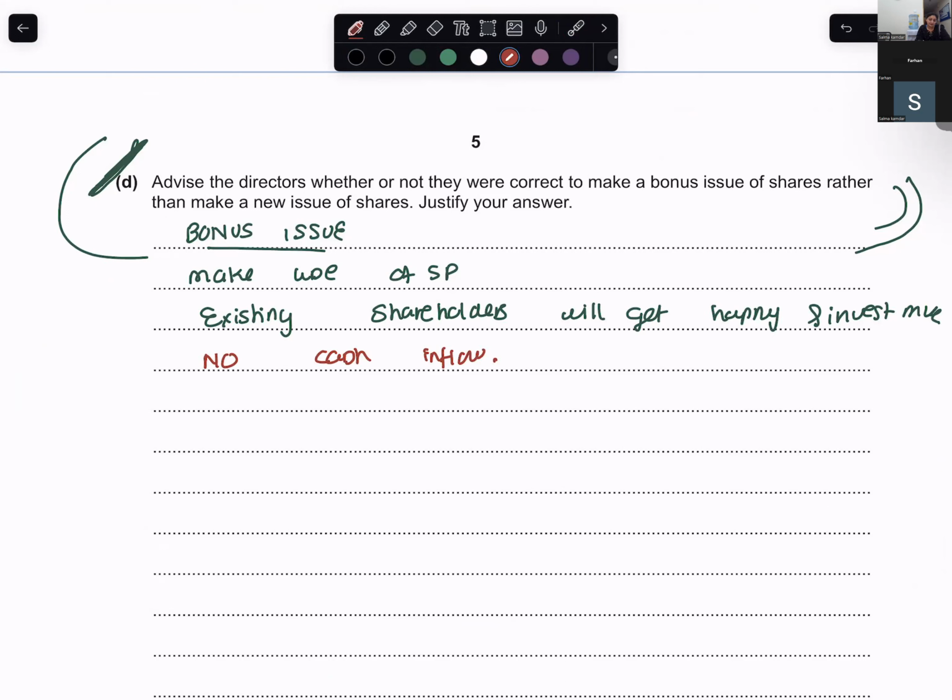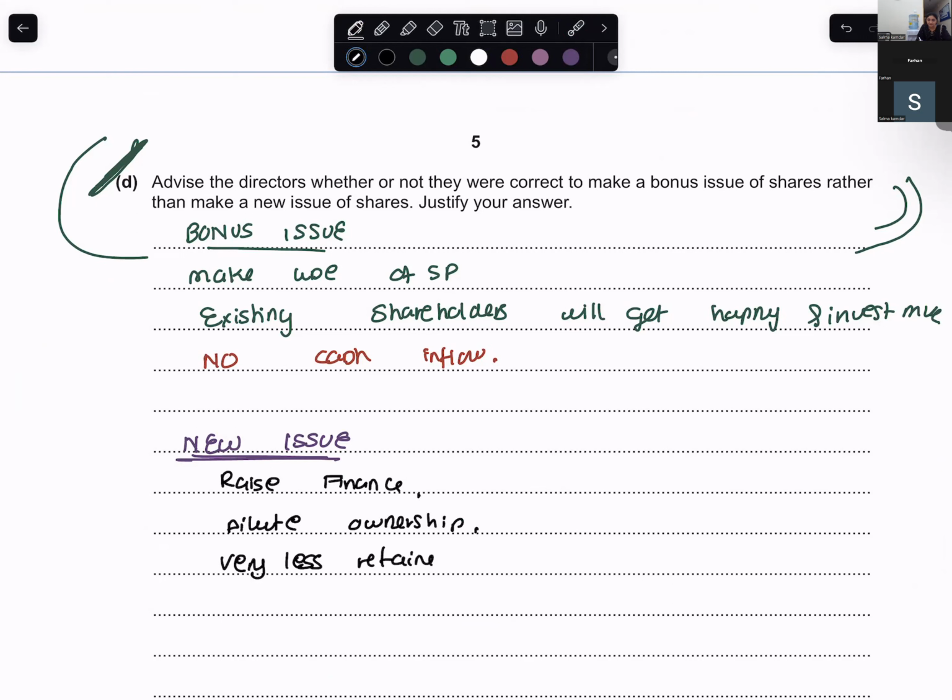Now go for new issue. If you've made a new issue, you will raise finance. There will be cash involved. You will dilute the ownership, new shareholders coming in. But because you did a bonus issue, you have very little retained earnings.